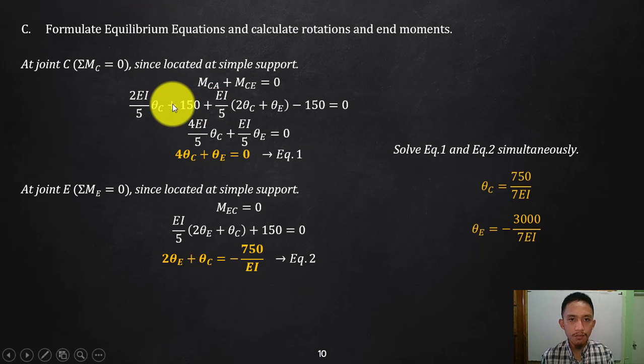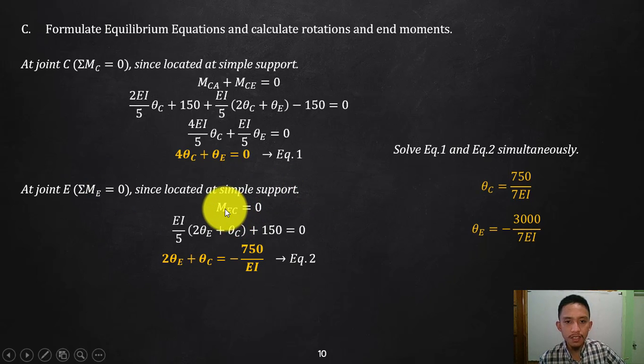So substitute that MCA and MCE, and we will end up here now with this equation 1. You can simplify it to this point, equation 1. And then at joint E, the same thing, summation of moment at that point should be 0, since that is simple support.